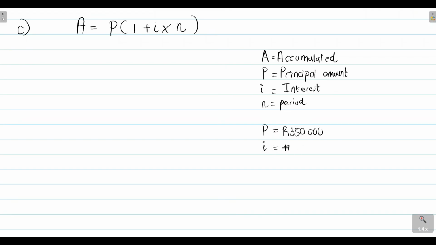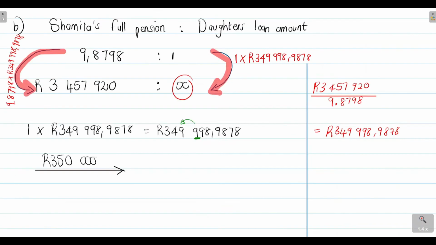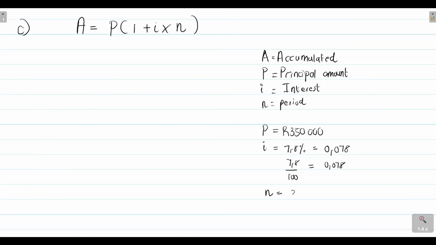Okay, what is our I? We were given that our I is 7.8%. However, we need to write it as a decimal. So what is 7.8% as a decimal? It's 0.078. Or you can just say the interest rate that you are given divided by 100 is equal to 0.078. So that is our interest rate. And we're also given the period in which she is going to repay the amount that she has borrowed from her mom, and the period is 3 years.